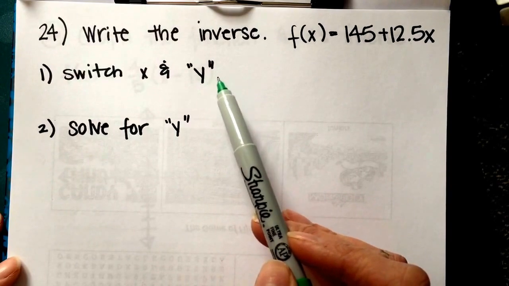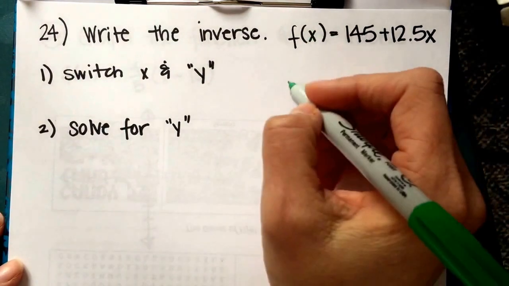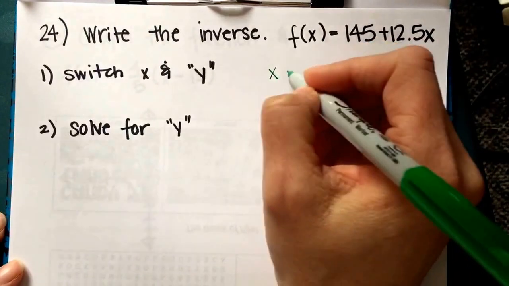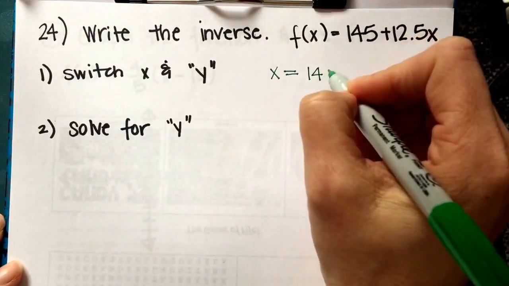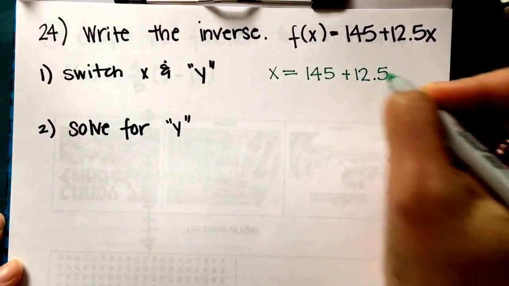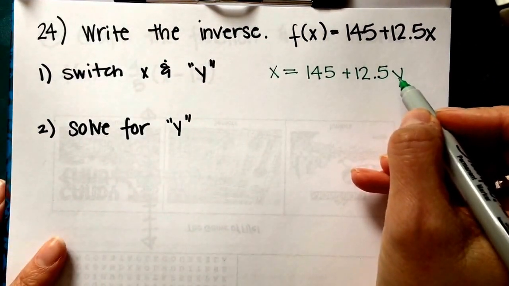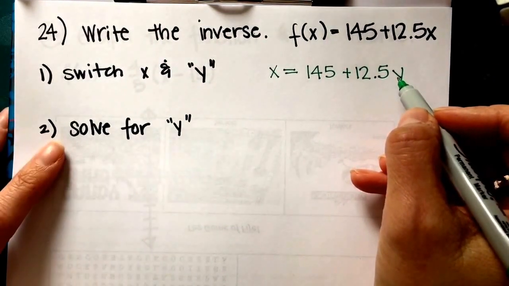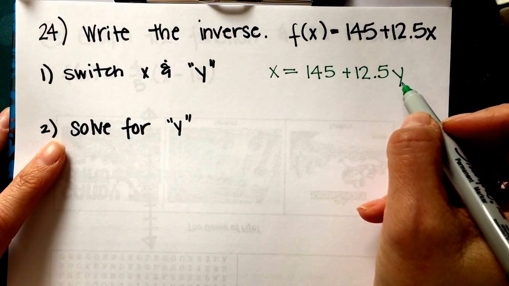I change it to a y just while I do the problem because it's easier to use than f of x. So my new problem will be x equals 145 plus 12.5y. So we're just using the y long enough to do the problem. We'll switch it back when we're done. Step two is to solve for the y. We want to get it back into a y equals equation or function.